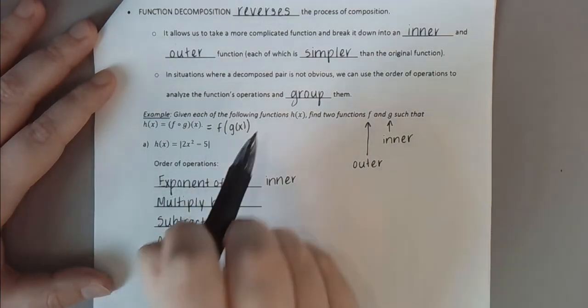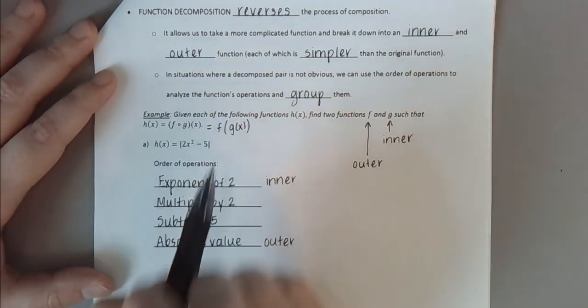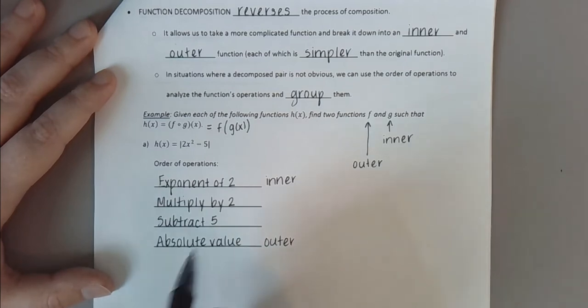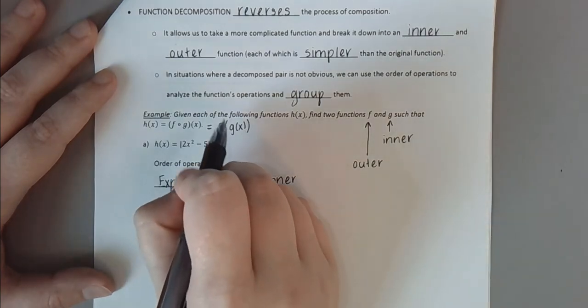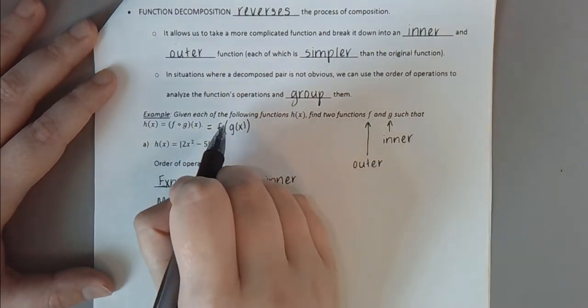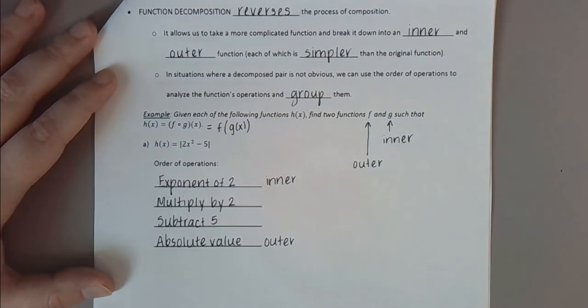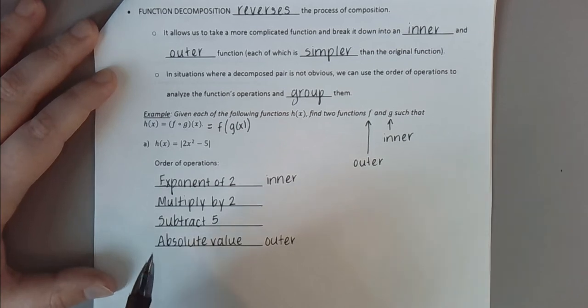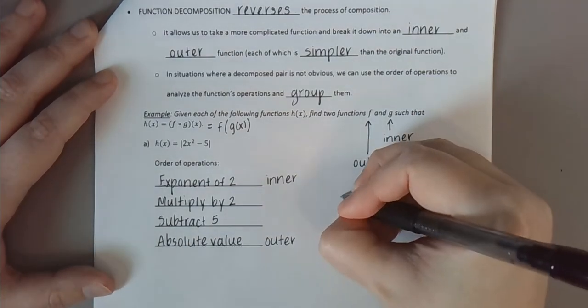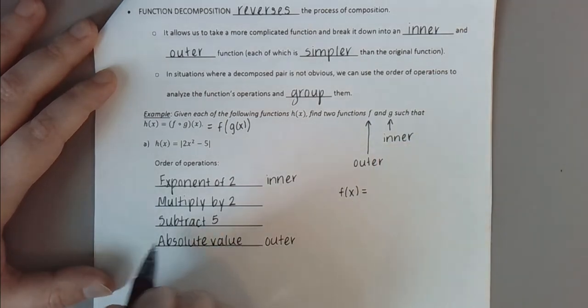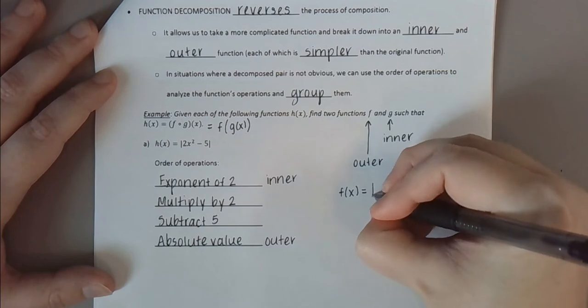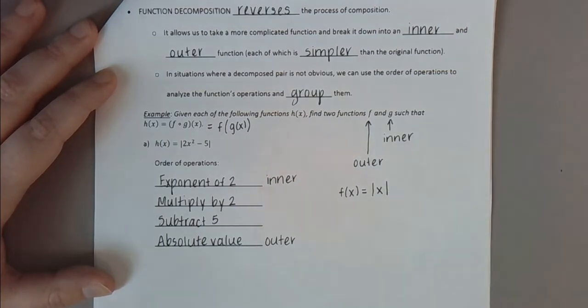So suppose we want our outer function f to only contain the outermost operation. Well, the outermost operation is absolute value. So when we write this outer function f, we're going to write it as a function that takes an input and only applies this absolute value operation to the input. So we're going to write f of x as just the function that applies absolute value to the input x.